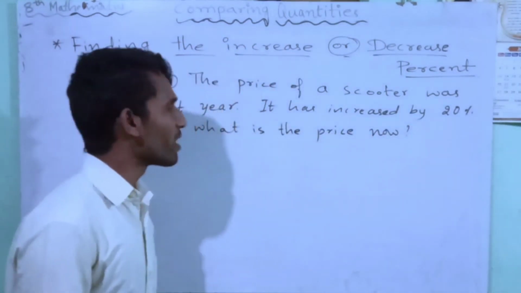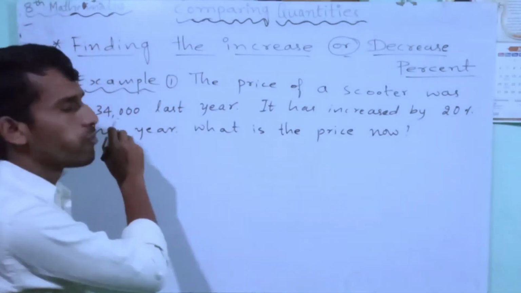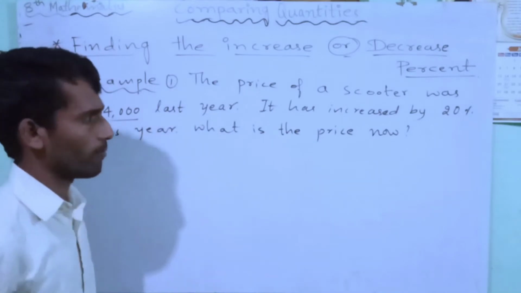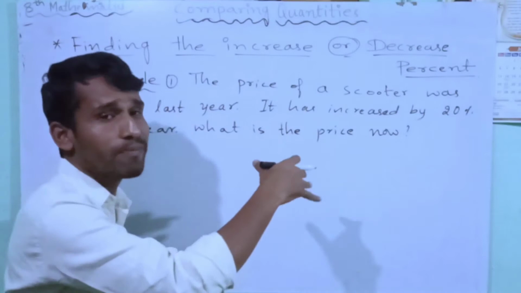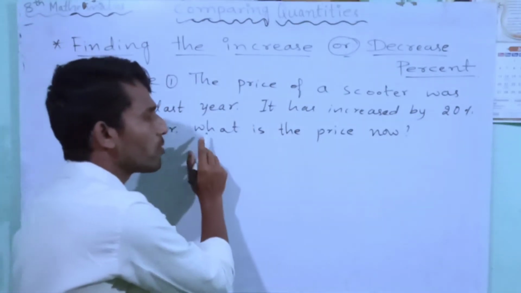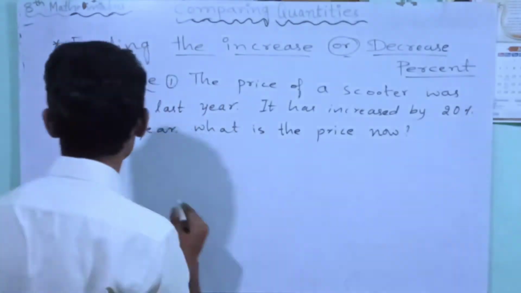Dear friend, let us hear. The price of a scooter was 34,000 rupees last year. It has increased by 20%. This year, that is a 20% increase. We have to find out what the price is now. Okay, let us see the solution here.